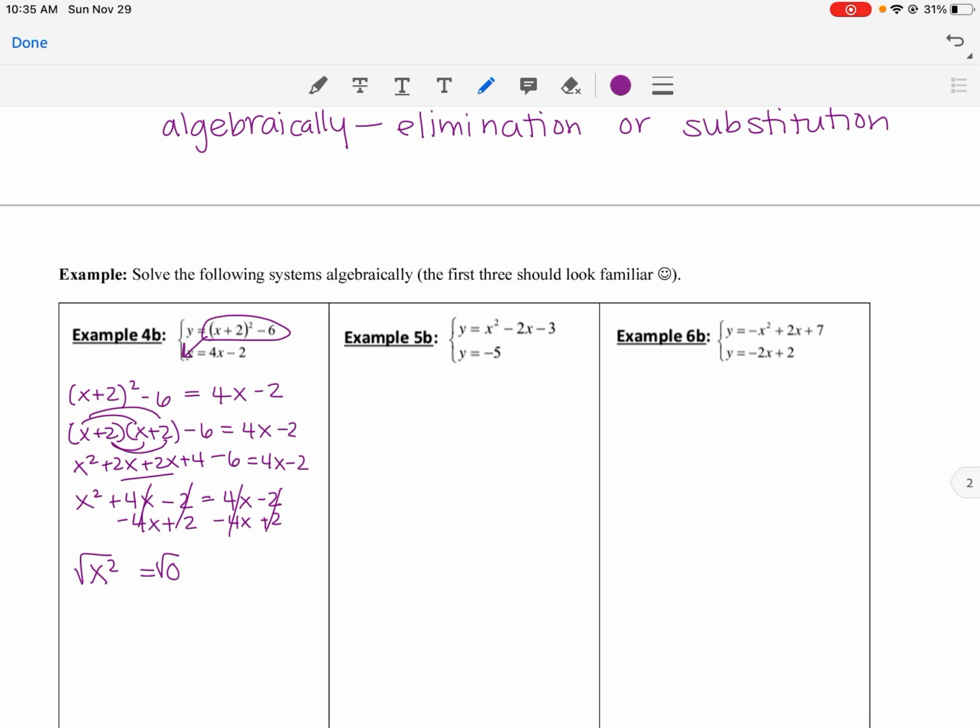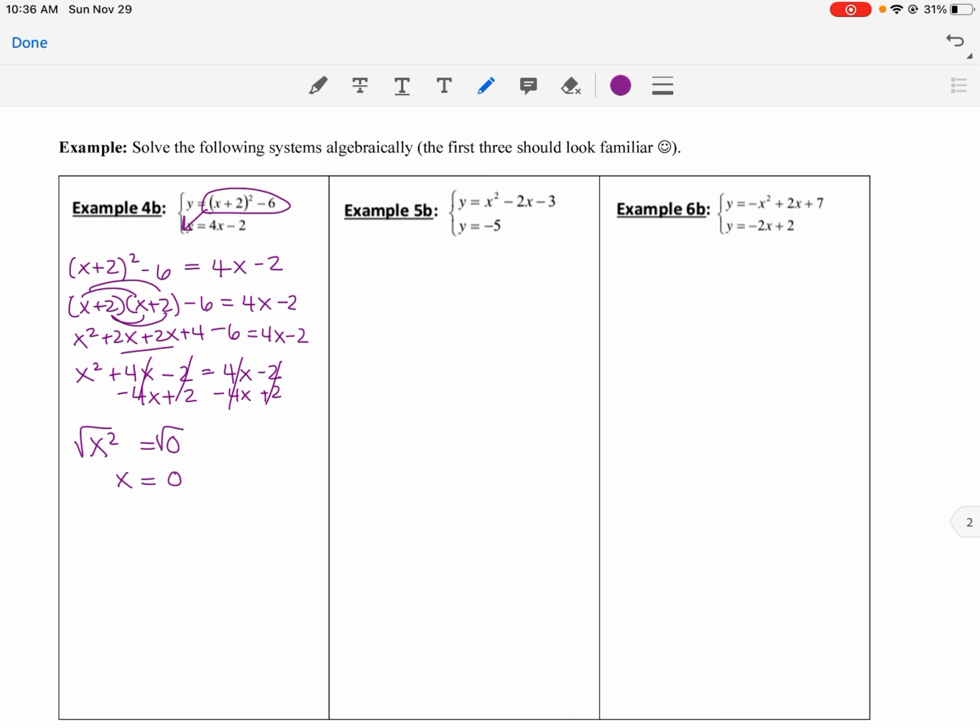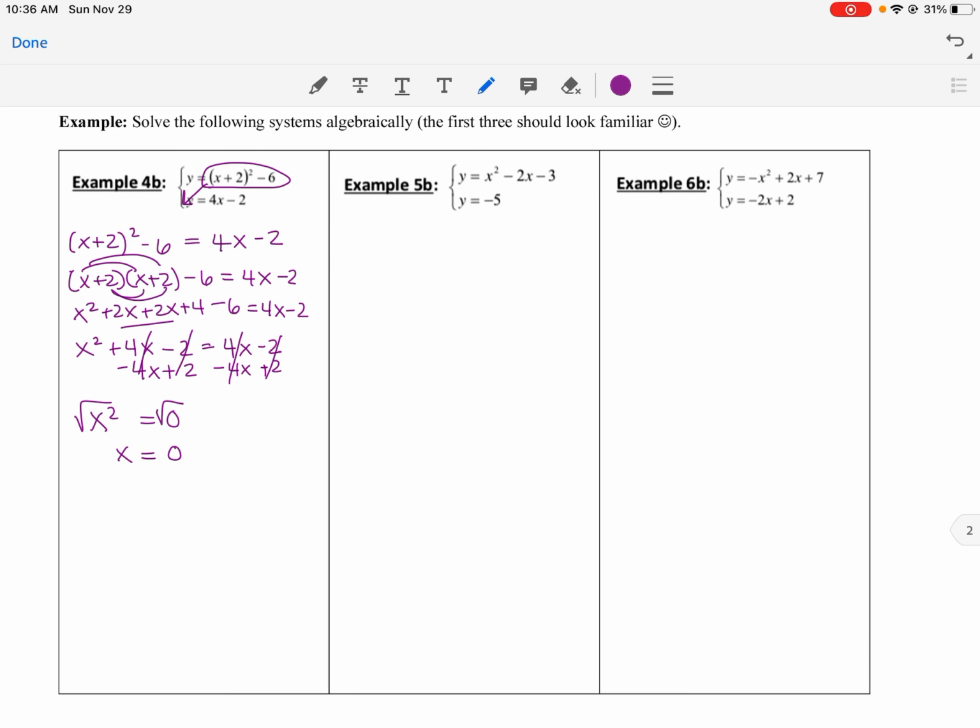So you can square root both sides. You get x equals plus or minus the square root of 0, but plus or minus 0 is still just 0. So x is 0. But remember, your answer is a point, so we want to figure out what y is. You can choose either the top or the bottom one. The bottom one being linear is a little easier. We plug 0 in for x and solve for y. So 4 times 0 is 0, minus 2, so we get negative 2. So x is 0, y is negative 2.